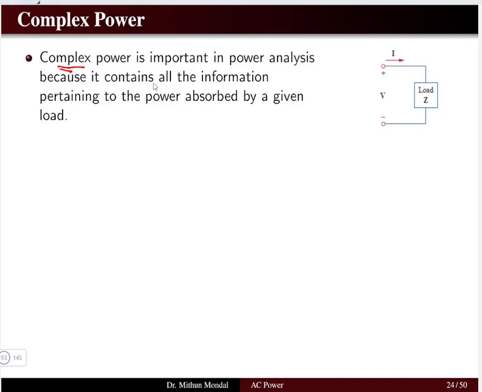Because it contains all the information regarding the power which is absorbed by a given load. So what are the different terms that we can have? We can have a real power P, which is the average power. We can have a reactive power Q, and we can have the apparent power, that is the product of voltage and current, denoted by S.